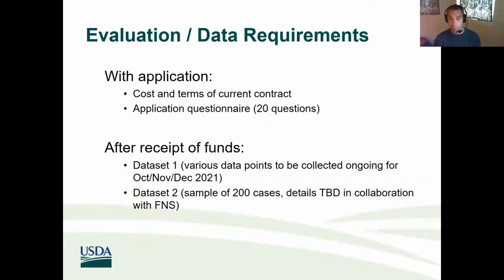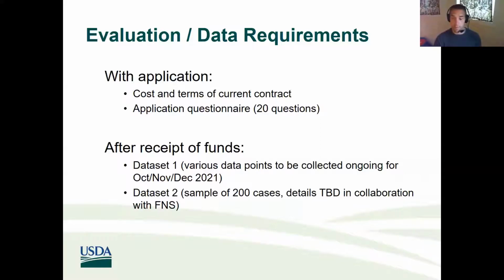So before receipt of funds or with the application, again, speaking broadly, we're asking for the cost in terms of the current contract. We're asking for you all to complete that 20-question questionnaire. One additional point on the questionnaire, you do not need to write a novel in response to each question, right? It can be brief, 2 to 3 sentences, 3 to 4 sentences. That's okay. And some of them would only be 1 sentence. So you don't need to write extensively on this. Please write concisely and answer the question as best you can, as thoroughly as you can. But you don't need to write too much. It can be relatively brief, is what I'm trying to say.